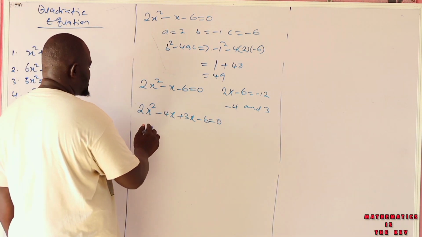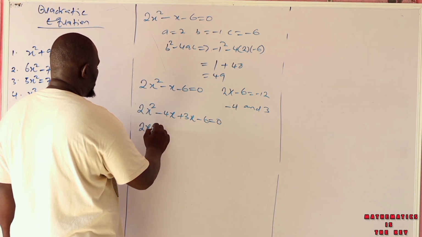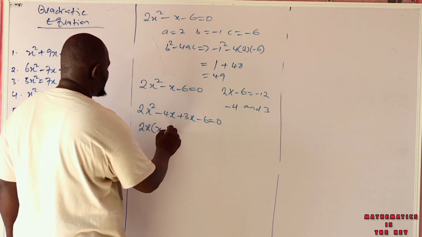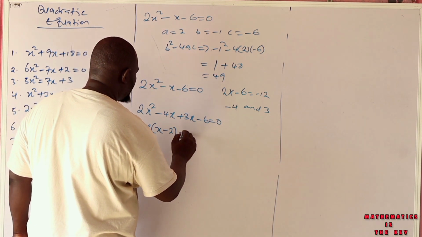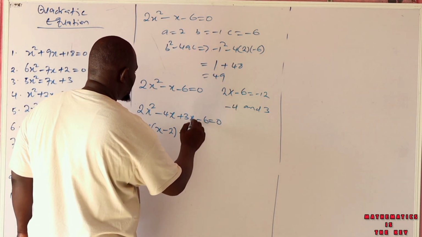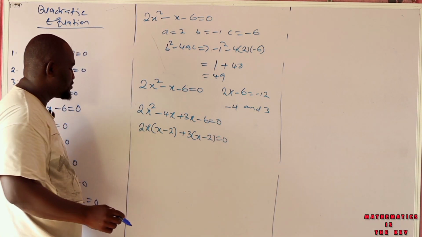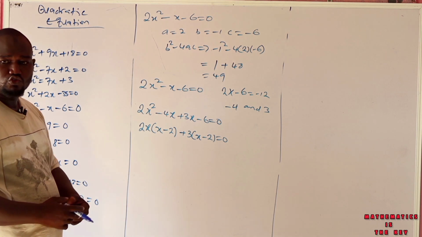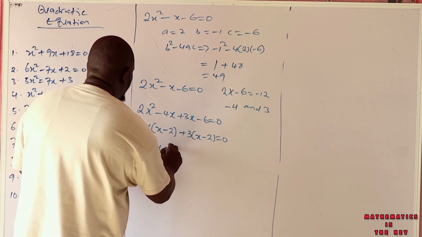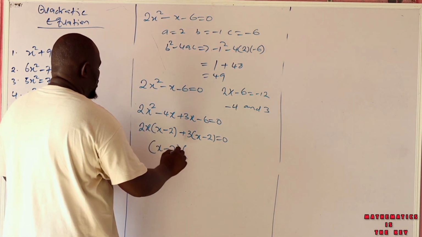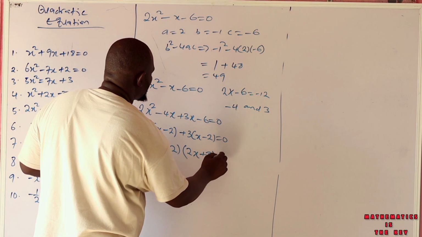In this first set, 2x is common. We'll have 2x, here we'll be left with x, and here we'll have minus 2. On the second part, 3 is common. We bring out 3. Here we'll have x minus 2. As you can see, x minus 2 is common. We factorize it out. We'll have x minus 2, what is left here is 2x, and we have plus 3, equal to 0.